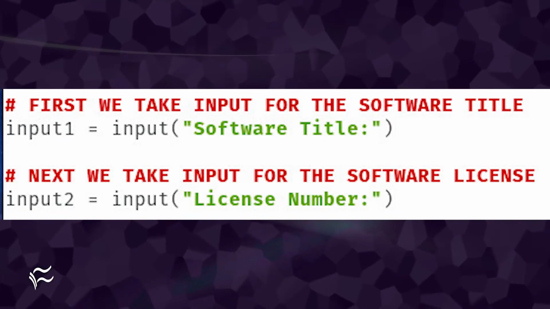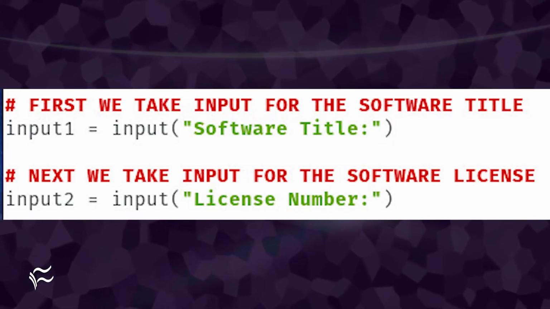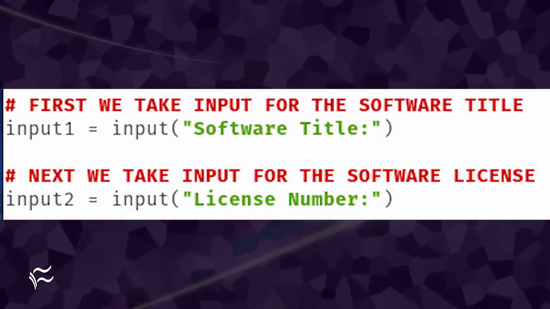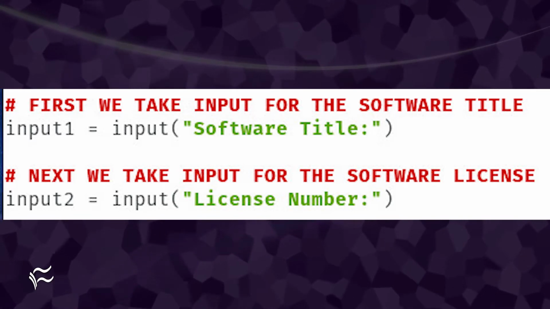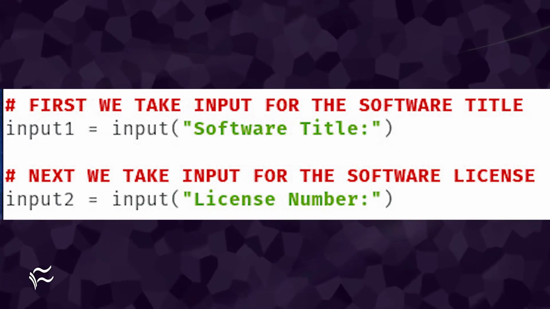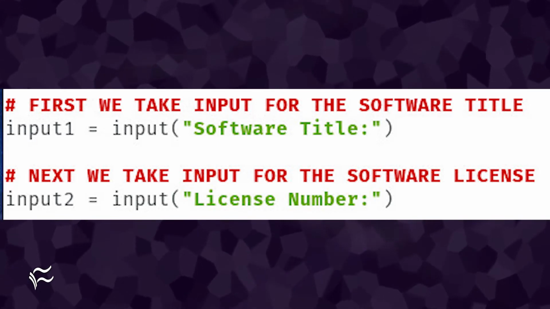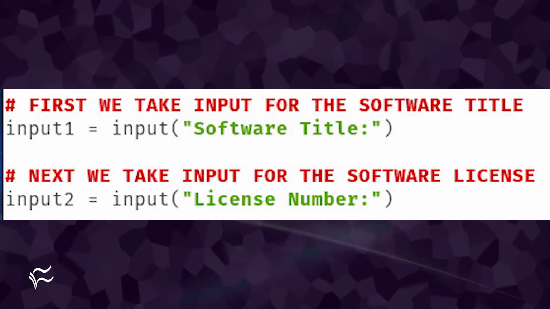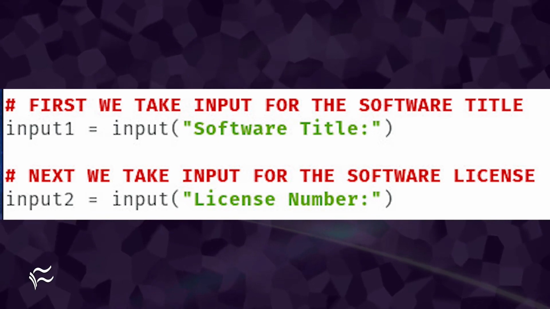cd ~/python. Our first two lines of code are simple variable declarations for input1 and input2. input1 = input("Software title: "). input2 = input("License number: ").